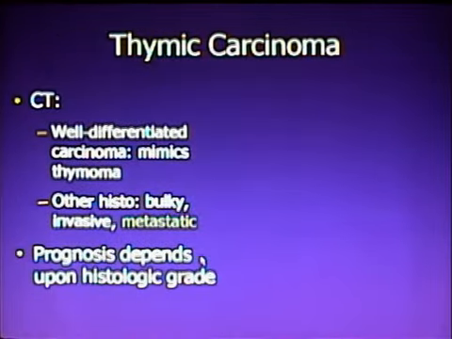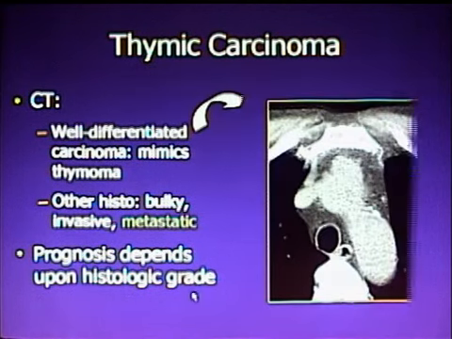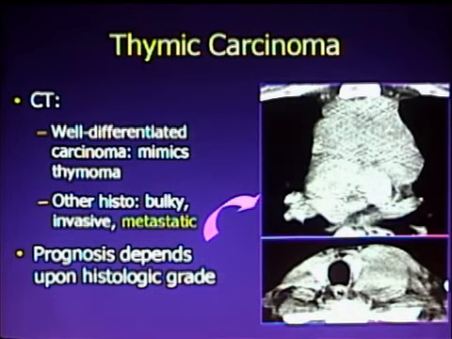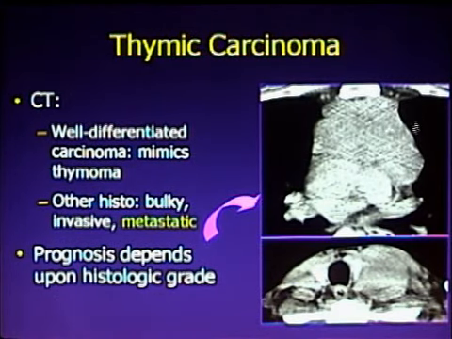Thymic carcinoma. On CT, this is generally a well-differentiated carcinoma. It'll mimic that of a thymoma, but they can become very bulky and invasive, and there may be metastases. The prognosis of these carcinomas depends very much on the histologic grade. When they get bigger and bulkier, the likelihood of malignancy worsens. This one has dystrophic calcifications, and you can see their metastases in the cervicothoracic supraclavicular lymph nodes.